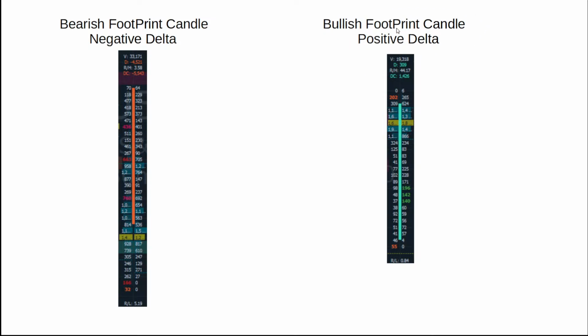On this side, we have our bullish footprint candle with positive delta. Here our delta is 309, and this green candlestick in the middle would be just like our regular green candlestick that we see on TradingView. The difference is here we have the orders as they happen, we can watch the order flow coming in. In this instance, this is our bid side and this is our ask side. Same thing over here, bid, ask.